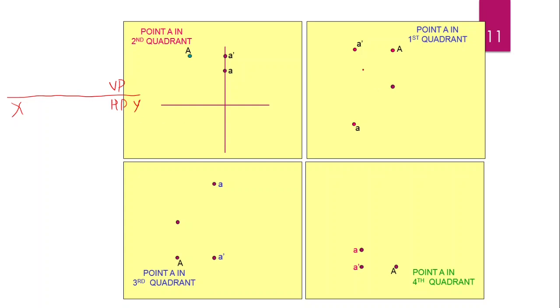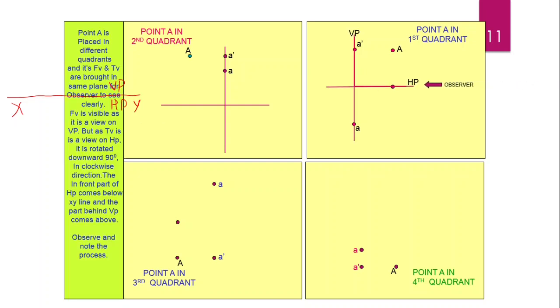Here in this coordinate system view, if you rotate this horizontal plane 90 degrees in clockwise direction, and this particular point is XY line, then we can represent the first quadrant in orthographic projection like this: XY line, below XY line HP, and above XY line VP.